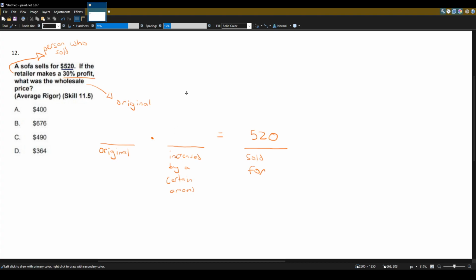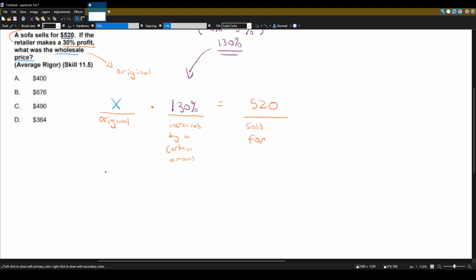So the way you can think about this is they took 100%, the original price, and they made a profit of 30%. So that'd be a total of 130%. So they increased it by 130%. Now the question is, what was the original price that they increased it by 130% by? Let's just call that X for now, because that's what we're trying to figure out, right? What is the wholesale price?